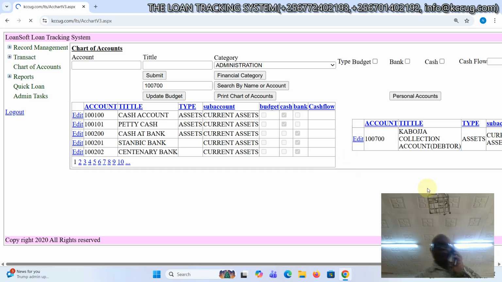I will call you, I'm in a workshop. If it is urgent, you put it on WhatsApp.